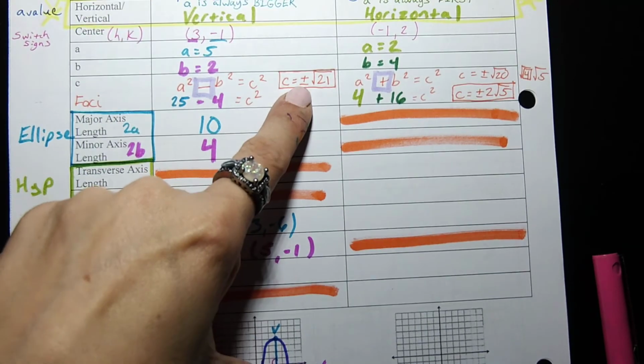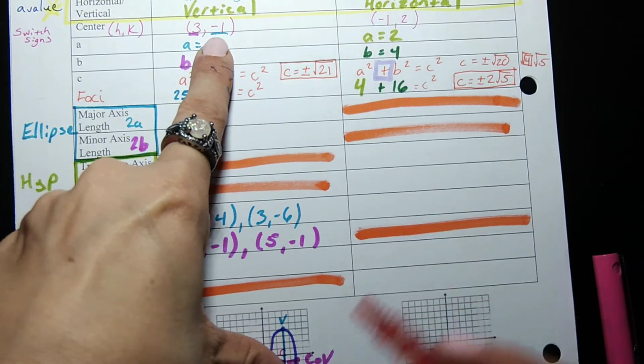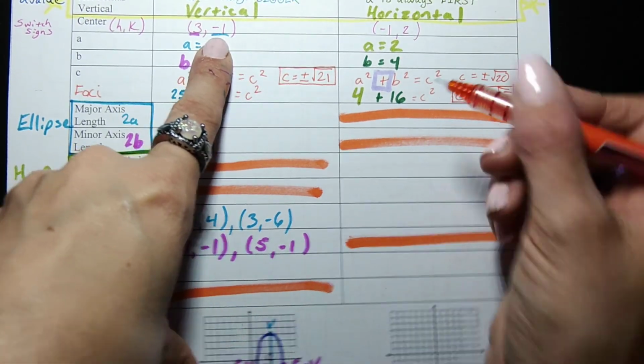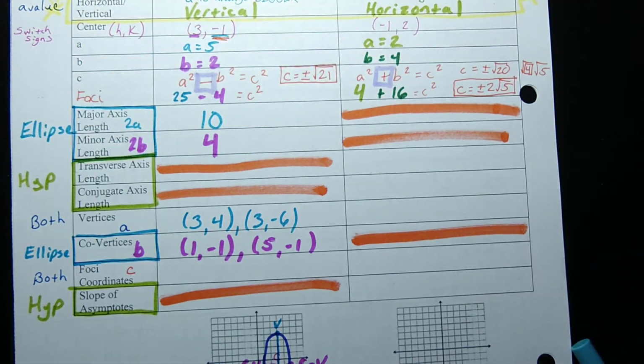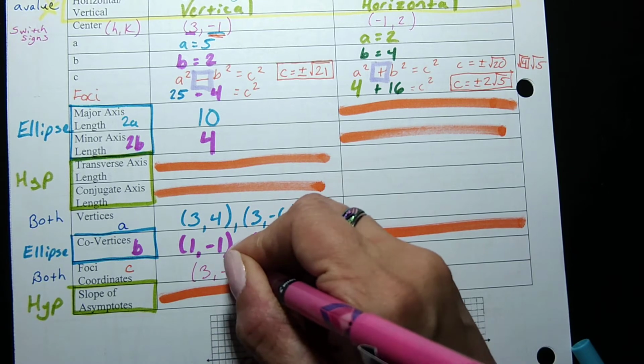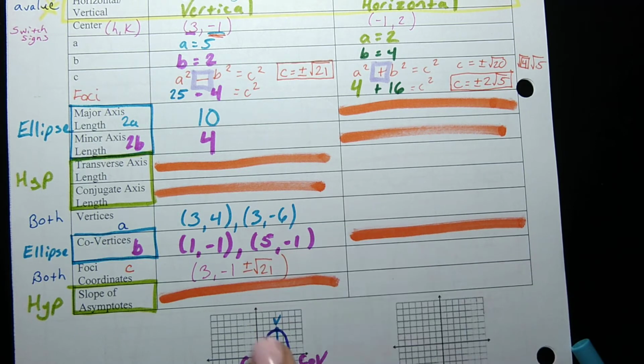So if my C value is plus or minus rad 21, who's going to get affected? My X or Y value if I'm going up and down? Our Y value. So I'm going to take my center, 3, -1, and do plus or minus rad 21. That shows that for those two coordinates, I'm going to move up from the center and down from the center. And remember, MyMathLab is all good with that notation, but if it asks for the left foci and the right foci, then you'd have to write them as two separate points.